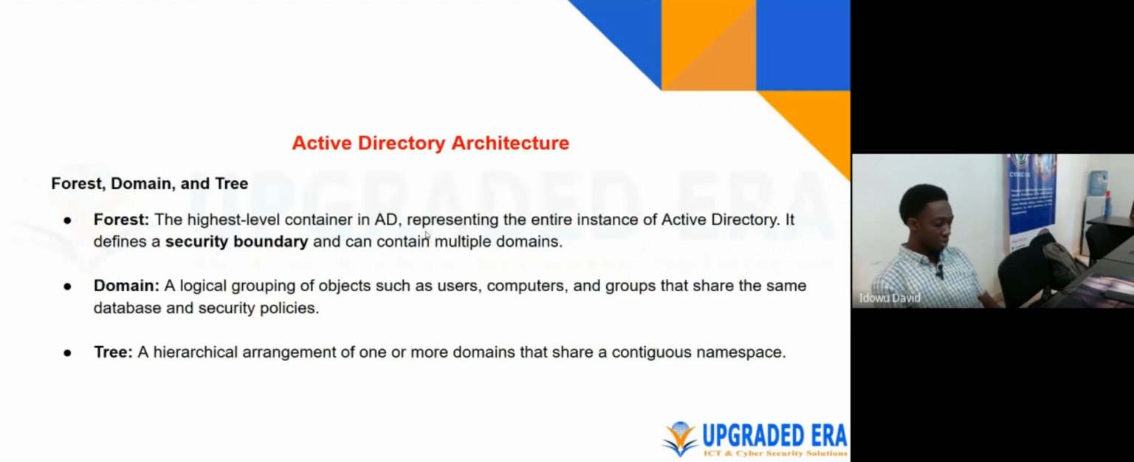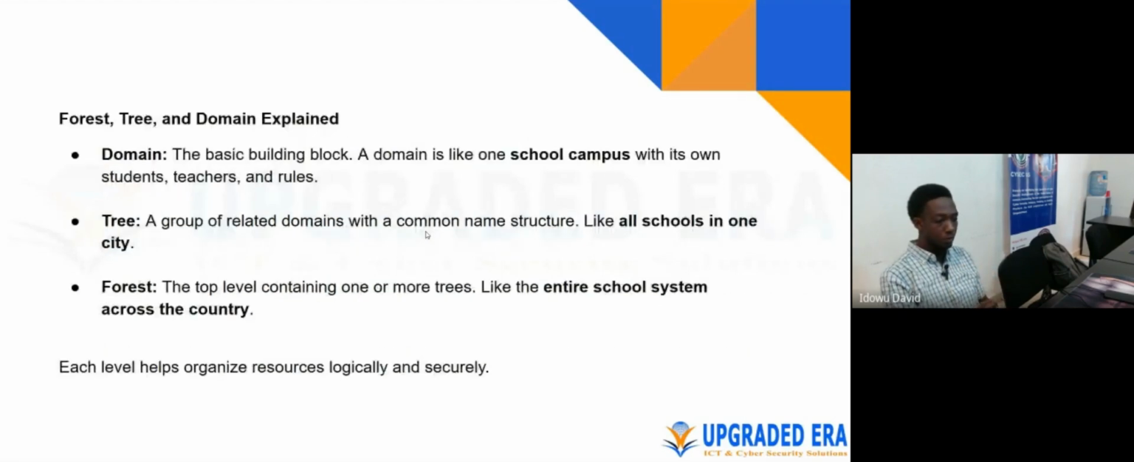That's how a forest is also here in an Active Directory. Now look at a domain. A domain is a logical grouping of objects, such as users, computers, and groups that share the same database and security policies. So domain apple.com, all that pertains to apple.com is in the domain. And then we have a tree, which is a hierarchical arrangement of one or more domains that share a contiguous namespace.